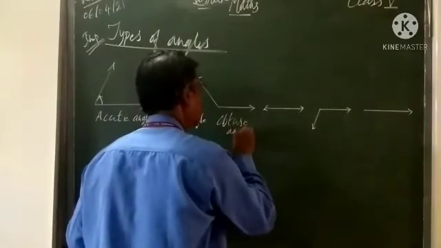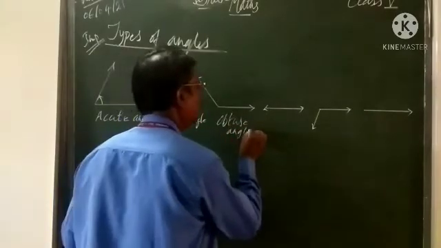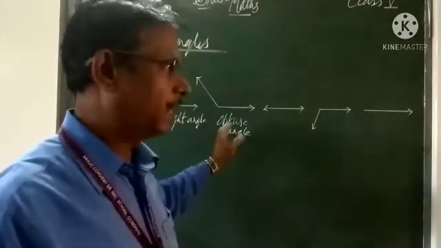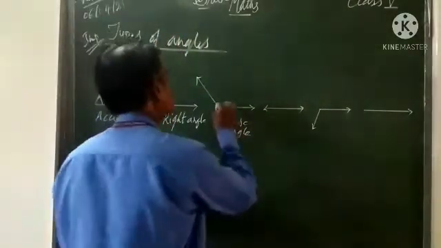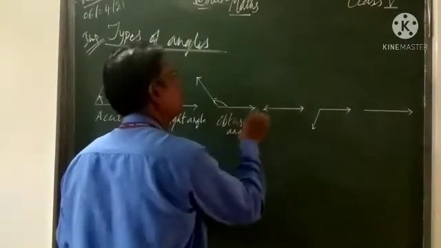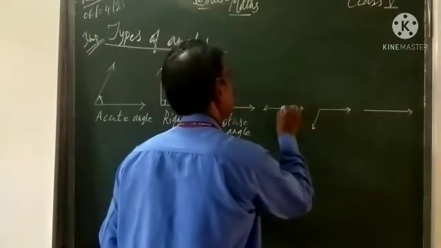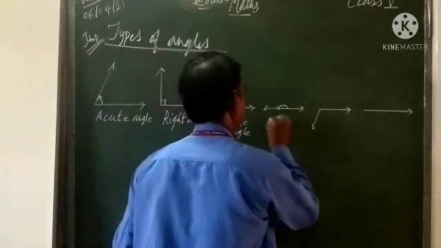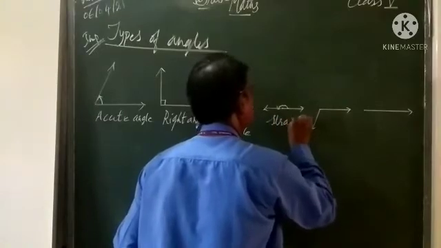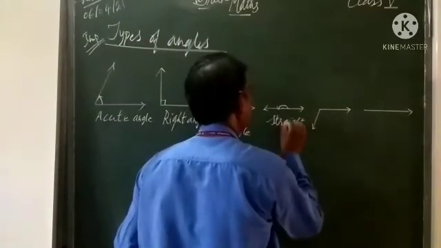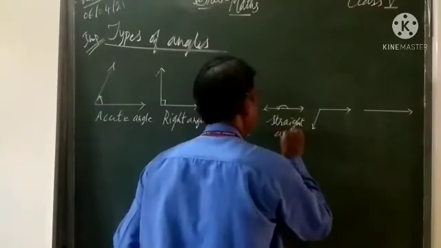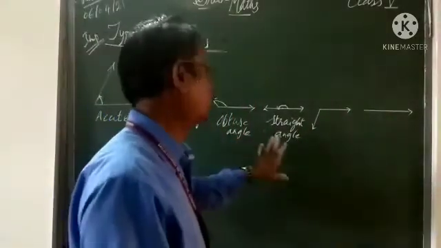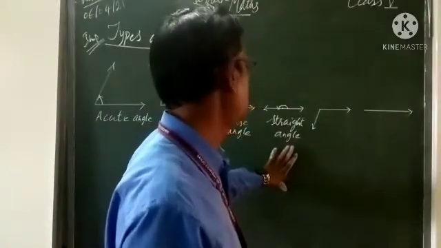Obtuse angle. What do you mean by obtuse angle? An angle whose measure is more than 90 degrees is called an obtuse angle. The next type of angle is straight. Here to here, straight angle. So the name of this angle is straight angle. An angle whose measure is exactly how many degrees? Straight angle means 180 degrees. An angle whose measure is exactly 180 degrees is called a straight angle.